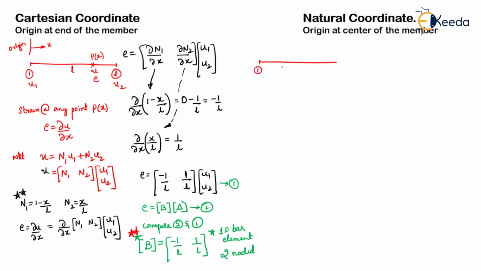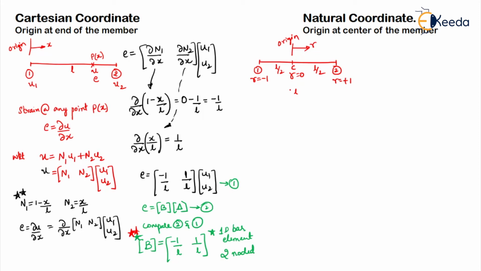So this is your node 1, this is your node 2. Somewhere here at the center of the member, this is your origin, right? So R here will be 0, R here will be plus 1, and the value of R here is minus 1. This is L by 2 and this is L by 2. Total length is L.